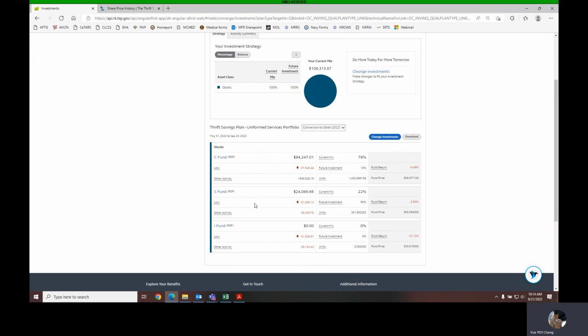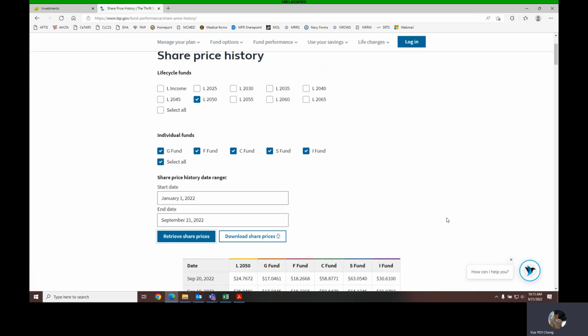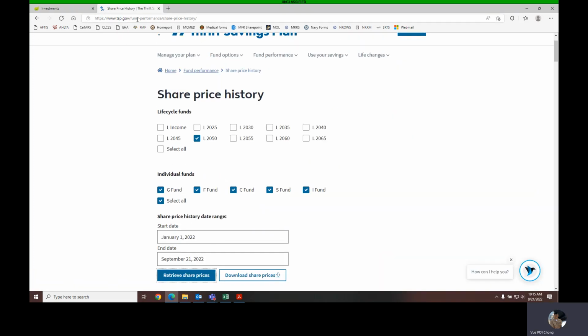The reason why I'm doing that is because S is way underperforming the C funds. So you want to buy S funds when it's low. But you also want to keep most of your money in C funds because it's performing above the S funds. And you want to do that because if you look at the share prices, so if you do a tsp.gov fund performance, or if you just Google TSP share price history, you come here and select whatever you want. Most of us will retire by 2050.